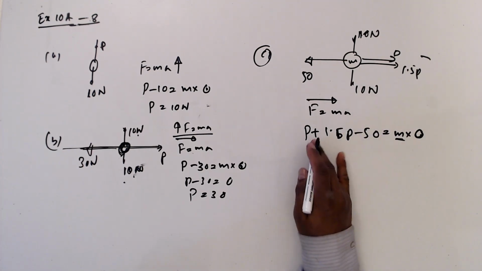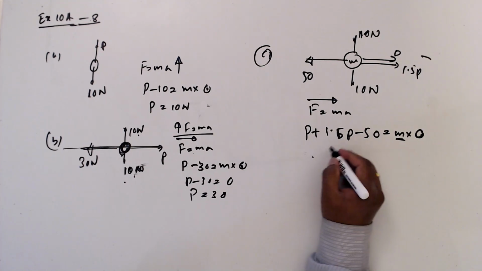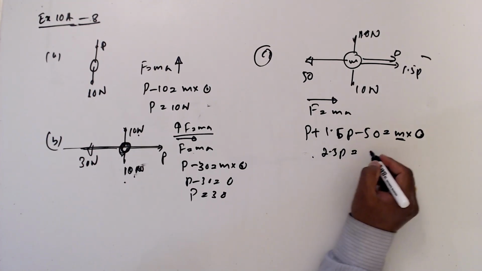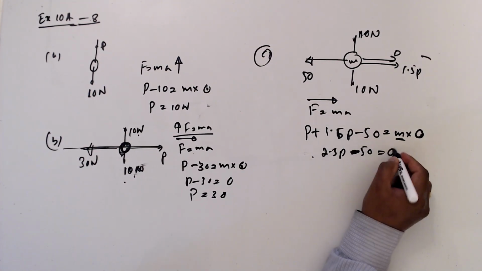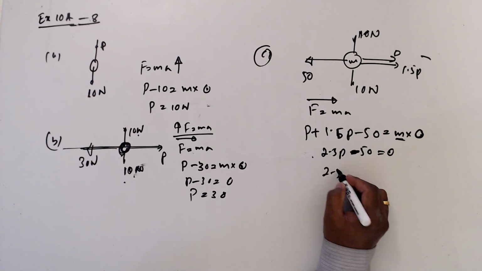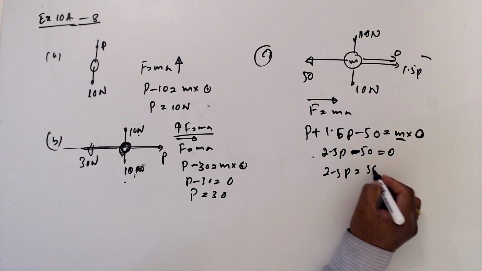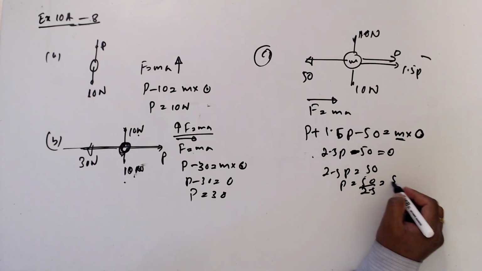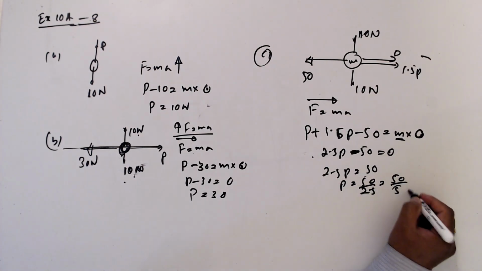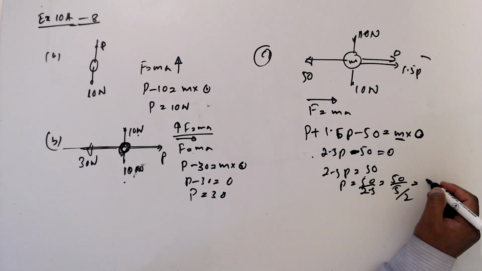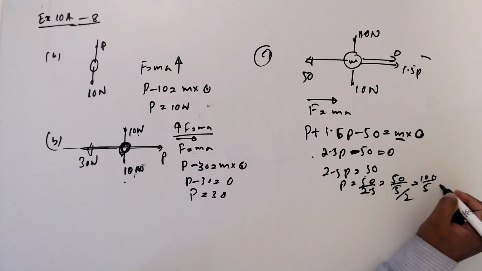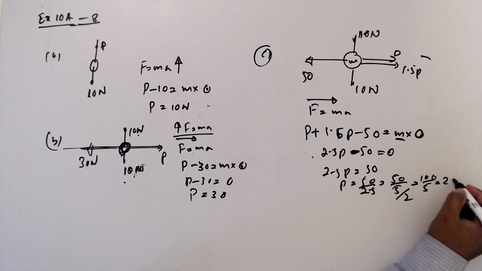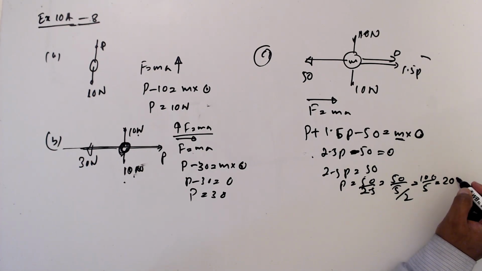So this is P plus 1.5 P, 2.5 P minus 50 equals 0. So 2.5 P equals 50, P equals 50 divided by 2.5. That is 100 divided by 5, which is 20 Newton.